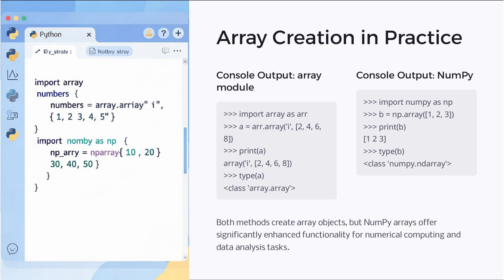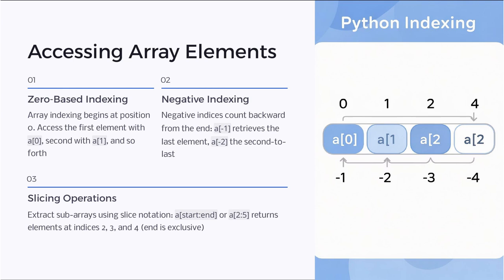The array module is straightforward, as shown with array.array('i', [2, 4, 6, 8]). NumPy, however, provides enhanced capabilities, demonstrated by np.array([1, 2, 3]), making it ideal for complex numerical computations and data analysis.